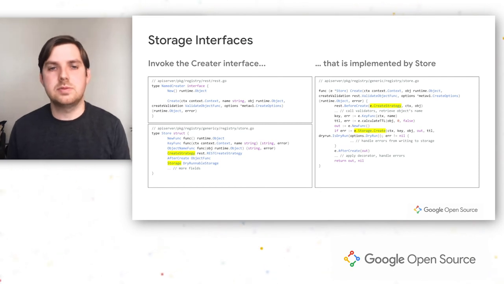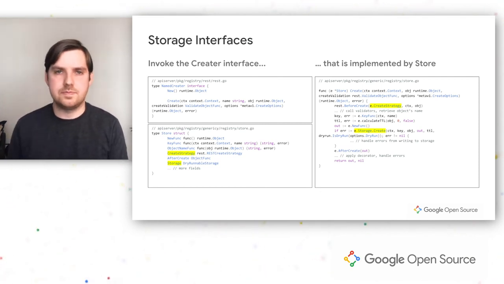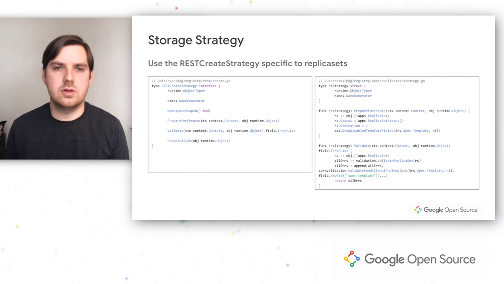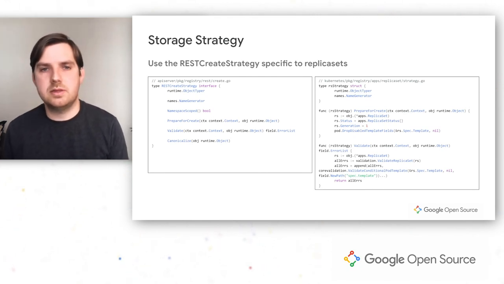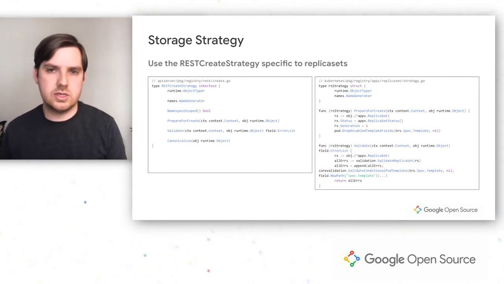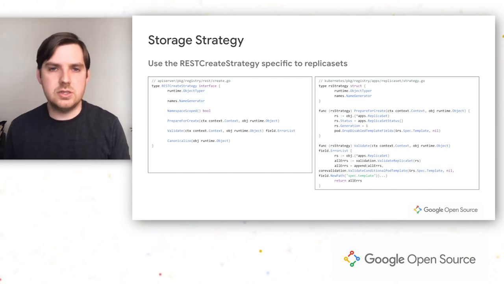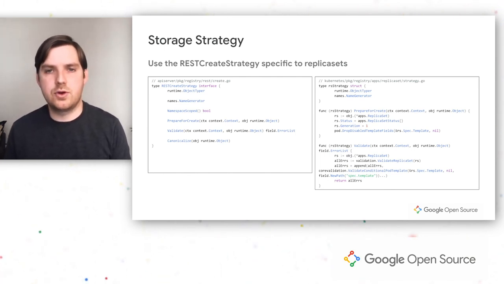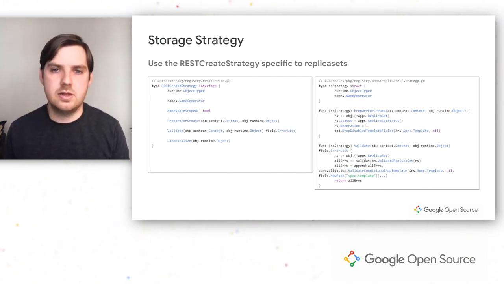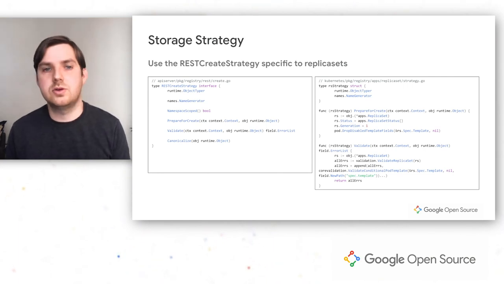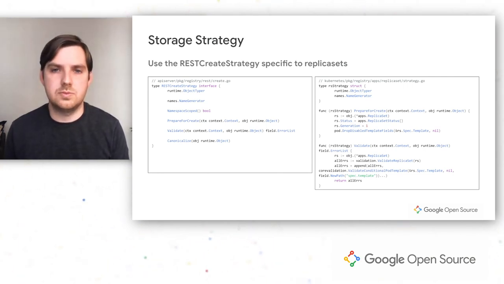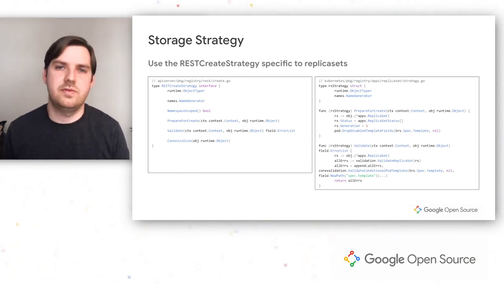Before looking at the etcd3 storage client that executes the transaction, we'll take a brief look at the create strategy specific to the replica set resource. In general, a REST create strategy must implement the methods you see on the left. These are slightly different for each resource type, but as you can see in the unedited, prepare for create and validate methods on the right, the specific strategy for a resource is pretty trivial, as it should be in order to support the many different resource types that Kubernetes has. And the bulk of the work is done on the store that we just looked at previously.